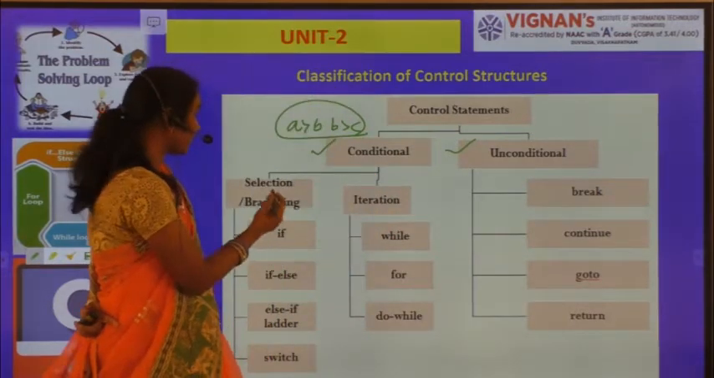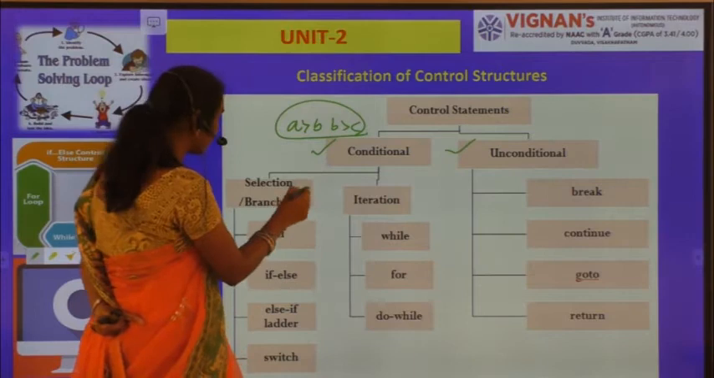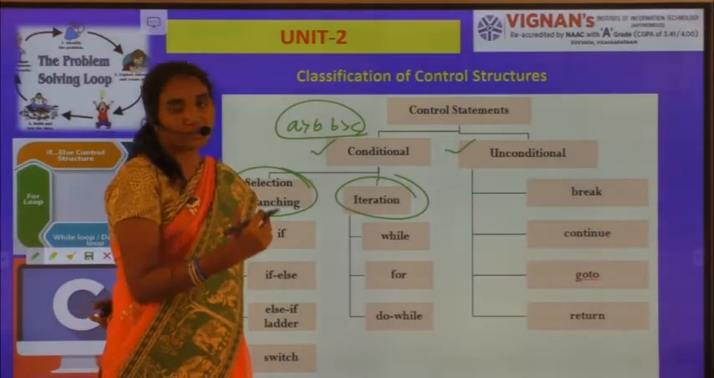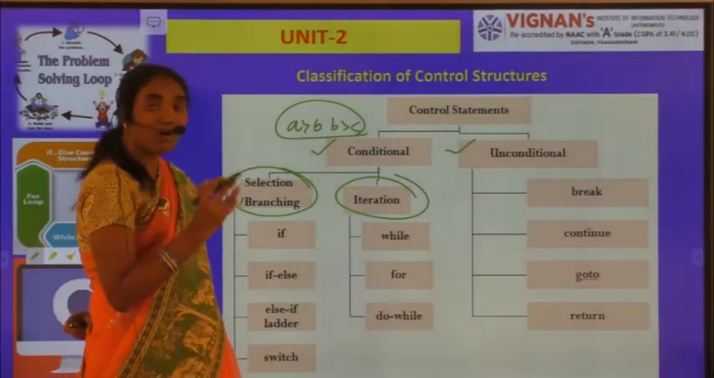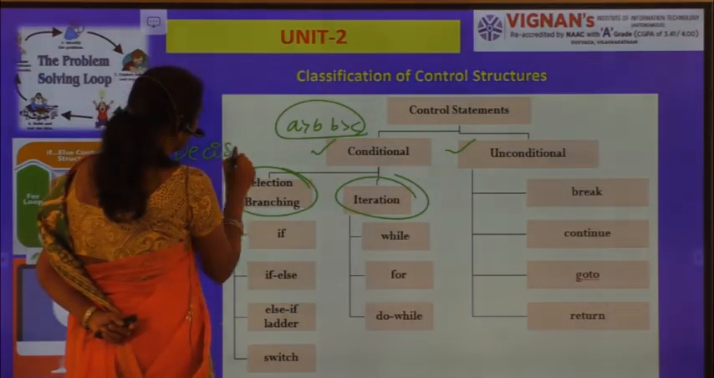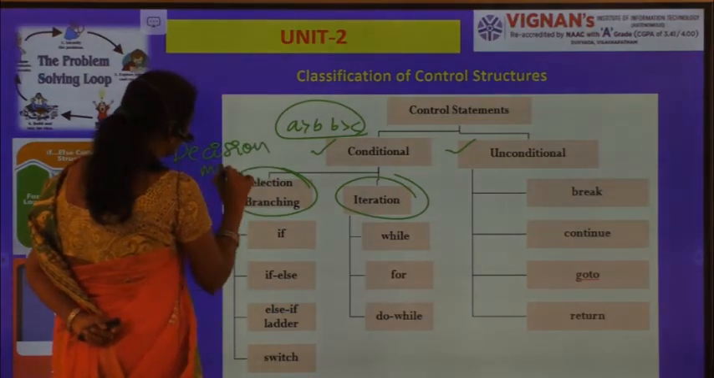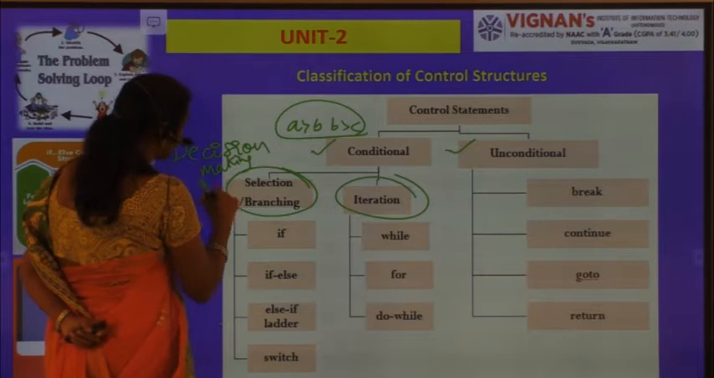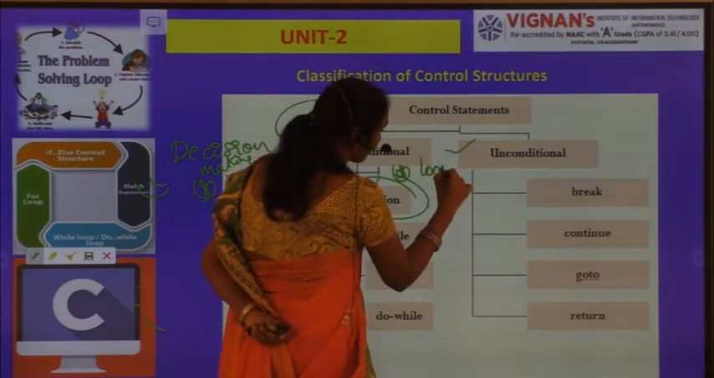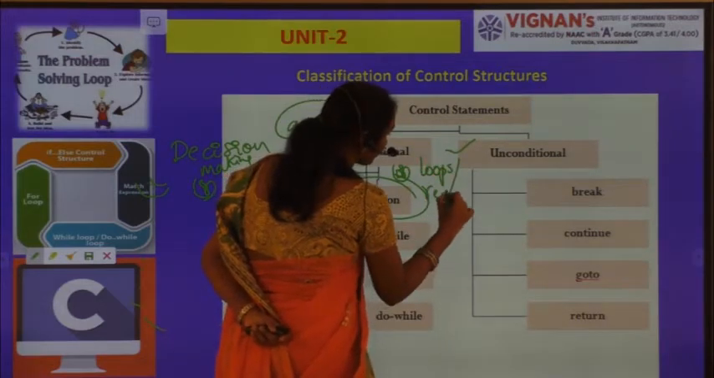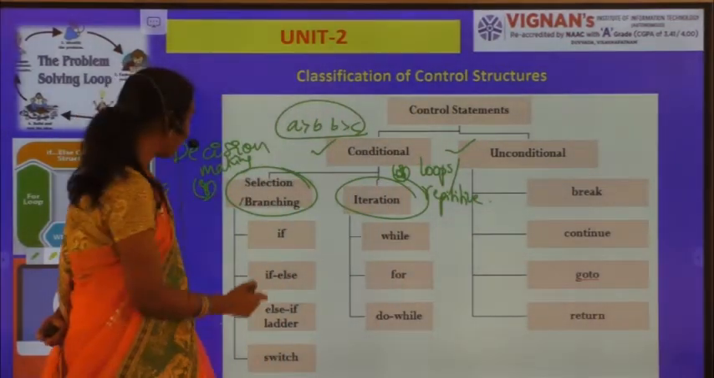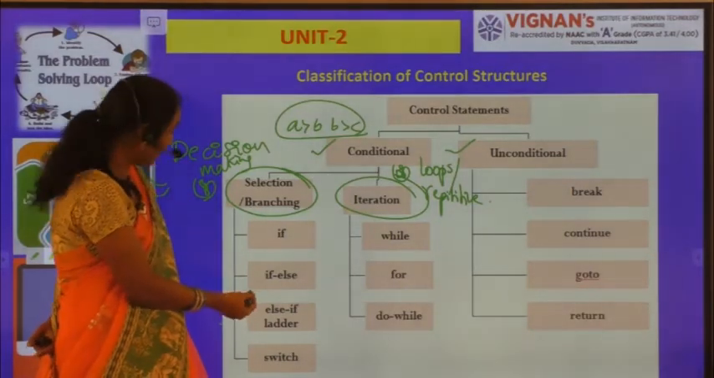Now coming to conditional, here we have two types. One is selection or branching and the other one is iteration. Iteration or repetitive or loops, both are same, and selection or branching or decision making statements, both are same. Iteration or loops or repetitive statements, both are same. And under selection statements we have four categories: simple if statement, if else statement, else if ladder statement, and a switch case.